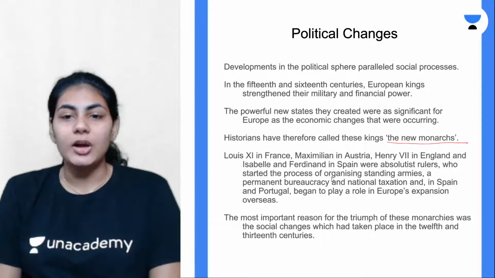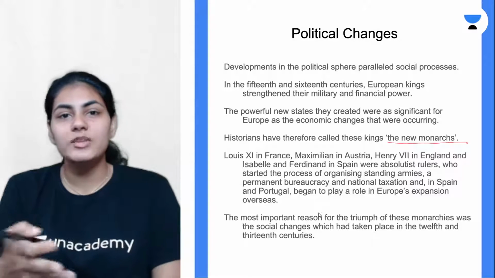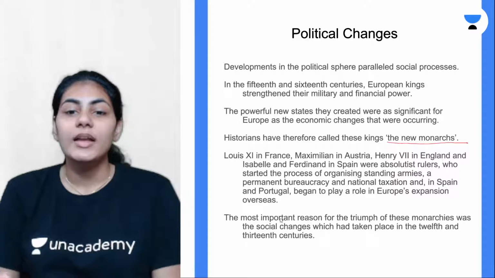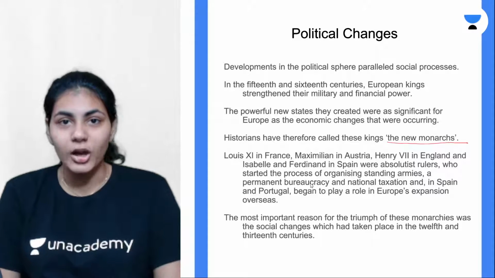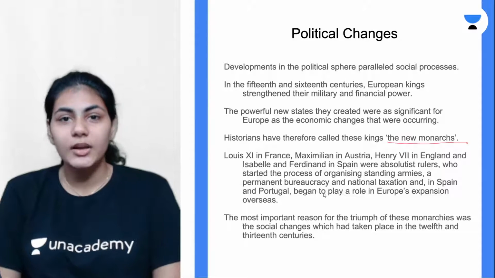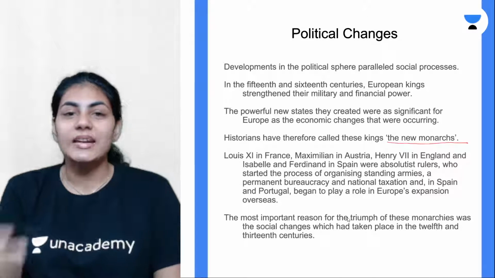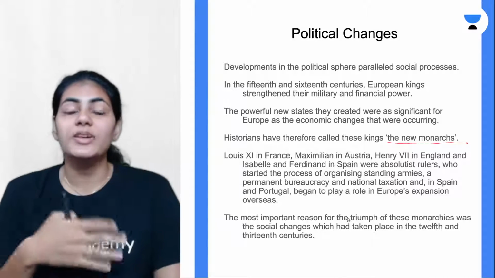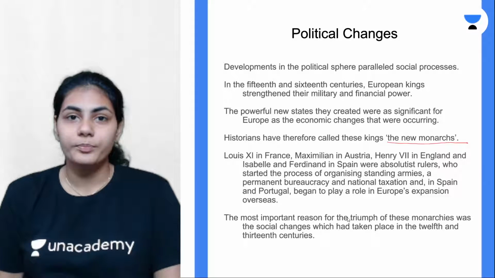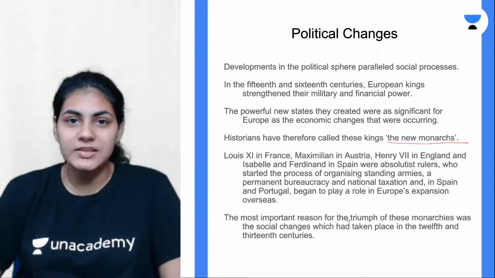And they started the process of organizing standing armies, just the point I made. All of the armies were under their control, not under the control of the lord, right? And then they also had a permanent bureaucracy, another institution of the state which is powerful. And then they had a national taxation system, which means that everybody in the kingdom should definitely pay a tax, and this is universal in nature. There are no differences between taxpayers. Everybody has to pay the same tax.